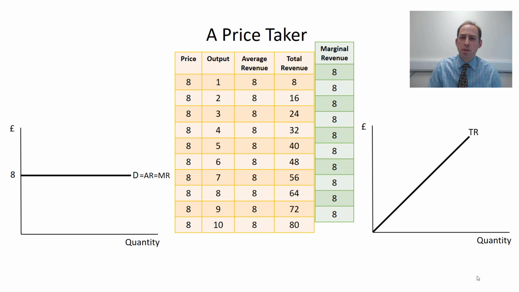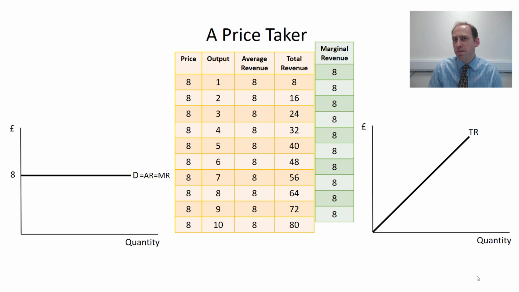So let's have a look at that on a table, and we can see it all set out here. You can see the price is £8 at every level of output of the firm. The average revenue, as we said in the previous video, is the same as the price, because every time you sell a unit for £8, you get £8 revenue. So that works out well. For the total revenue, if you remember, we multiplied the price by the quantity. So an output of 2, for example, is 2 times 8, which is 16. An output of 8 is 8 times 8, which is 64, and so on.